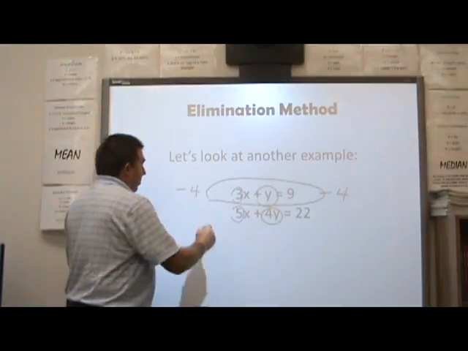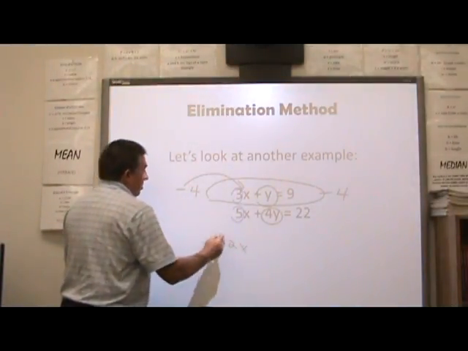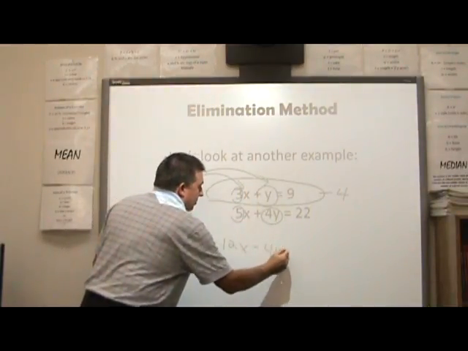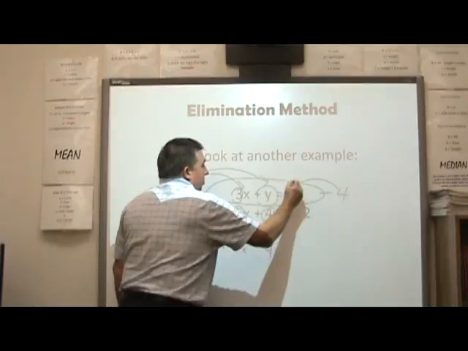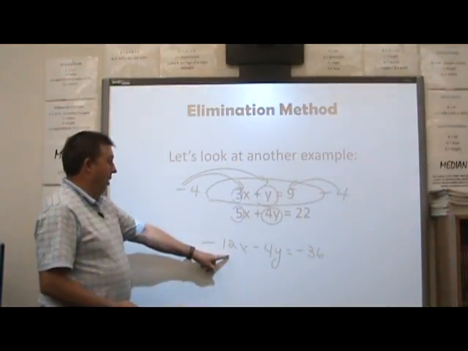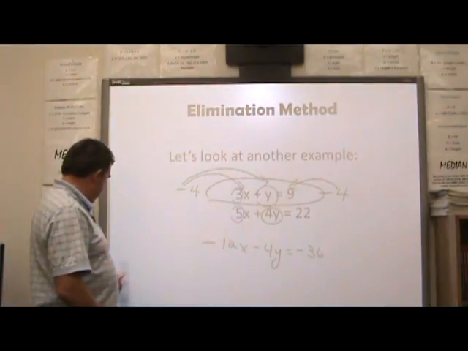And when we do that, we would get -12x minus 4y equal to -36. Then I'll take this equation and match it up with the second one and eliminate the y's.